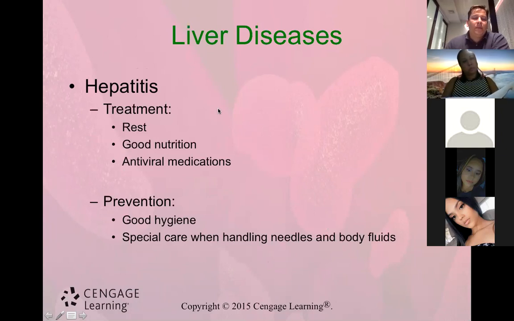The treatment for hepatitis is rest, good nutrition, and antiviral medication. For prevention, good hygiene and special care when handling needles and body fluids.